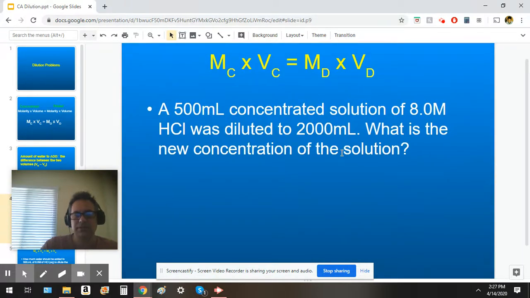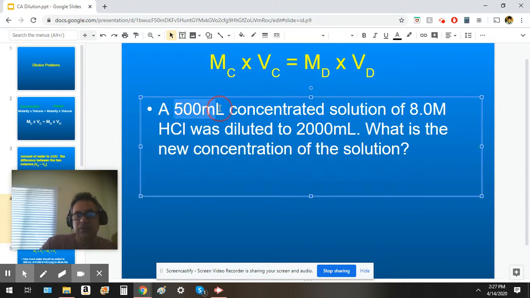Here we go. Let's try a problem because these are so straightforward. It says 500 milliliters concentrated solution of 8 molar hydrochloric acid was diluted to 2,000 milliliters. What's the new concentration of the solution? So we actually know both pieces of information for the solution before you added water. We had 500 milliliters, that's the volume, and it was 8 molar concentration of, and again, this happens to be a hydrochloric acid solution, but it could have been anything. So that's the concentrated side. On the dilute side, we actually don't know the molarity concentration. That's our unknown. But we do know the volume of our dilute solution. So we have 3 of the 4 variables. We should be able to solve for the 4th using algebra.